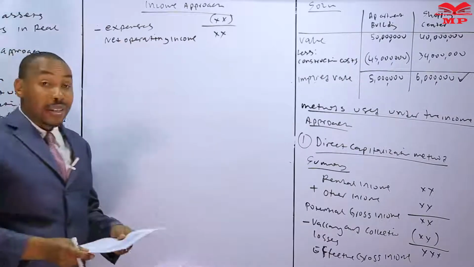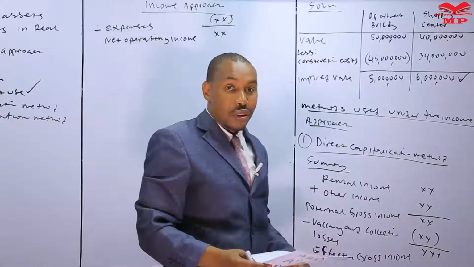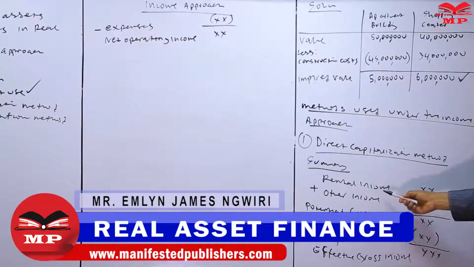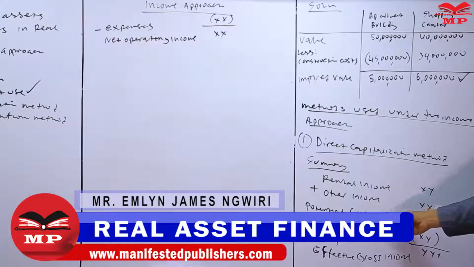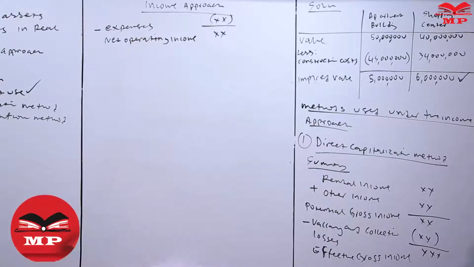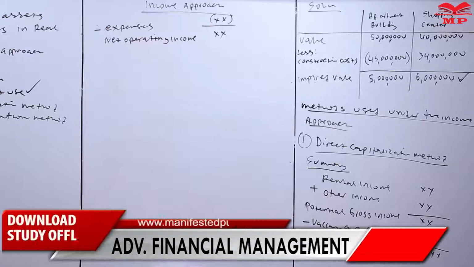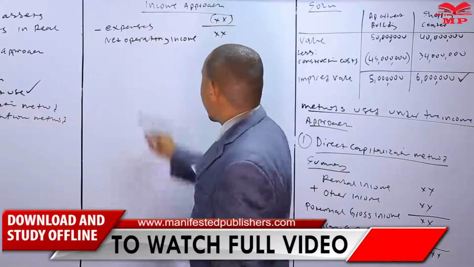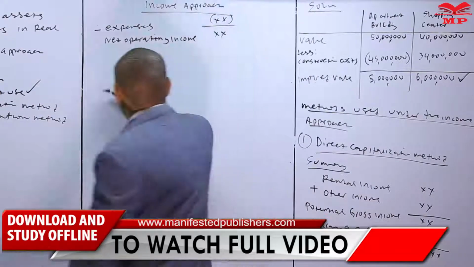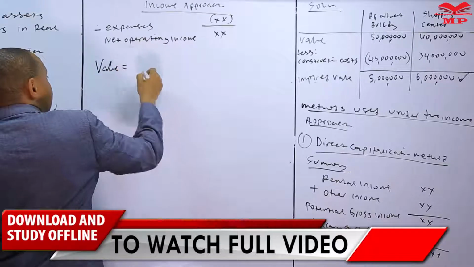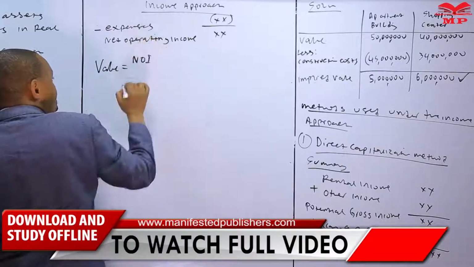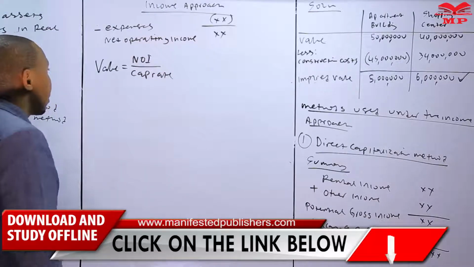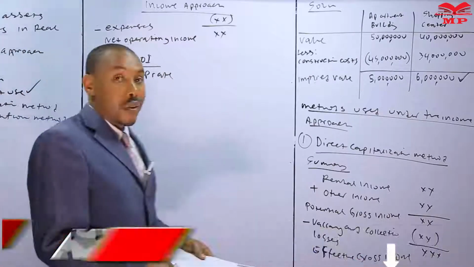Now let's look at an example so that you can understand the concept of the direct capitalization approach. So, with the direct capitalization approach, we first need to get the rental income, we add other income, we get gross potential income, we less vacancy and collection losses if there are any, and then we get effective gross income. Then we have the expenses, and we less the expenses to get the net operating income. Then value is given as NOI, which is the net operating income, over cap rate. Let's look at an example to reinforce our understanding.